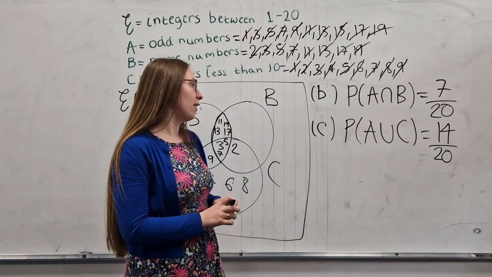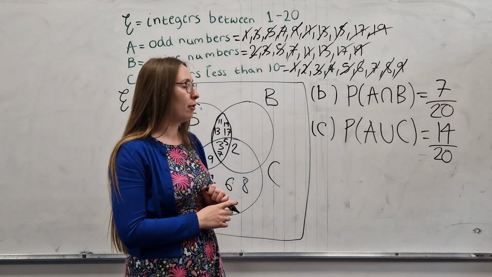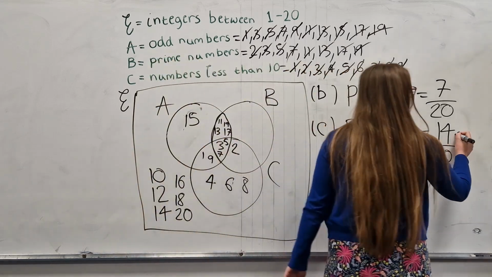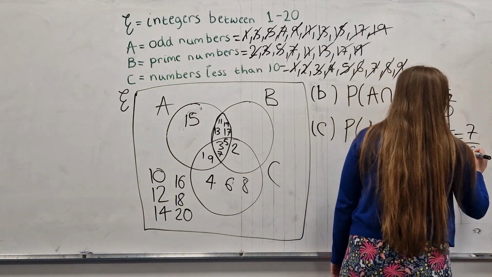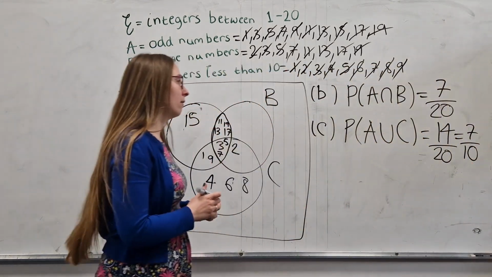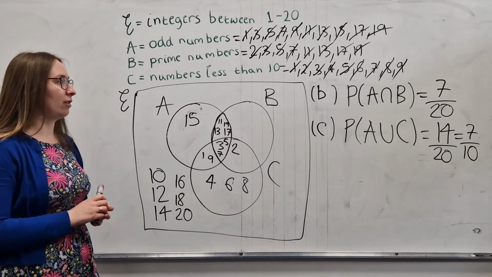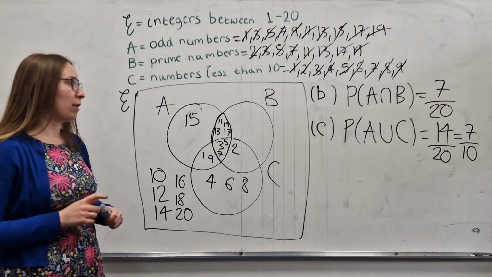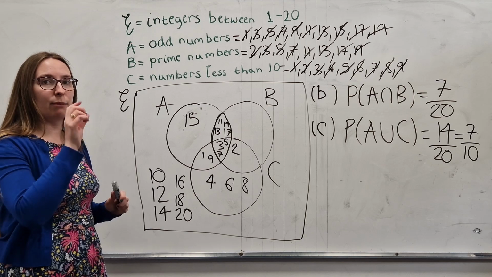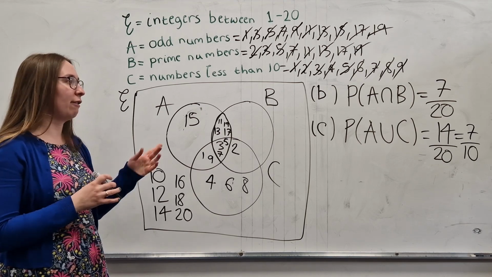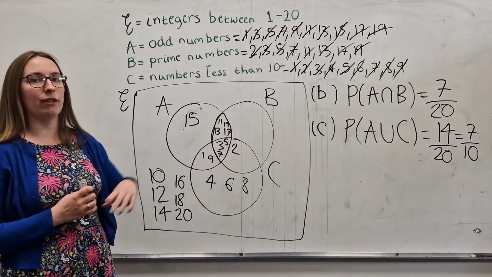In probability, I don't really simplify my fractions, but you can do. So obviously that would simplify to 7 over 10. In the majority of probability questions, you'd get the full marks if you didn't simplify. But if it explicitly says in the question, leave your answer in its simplest form, you would have to write 7 over 10.